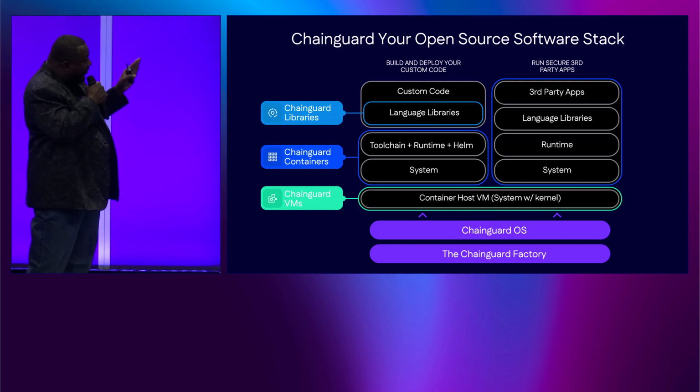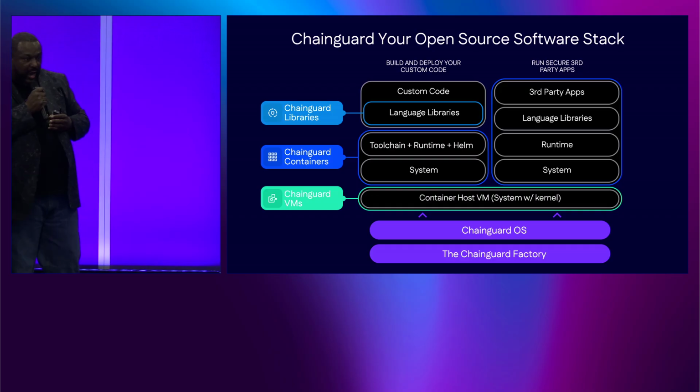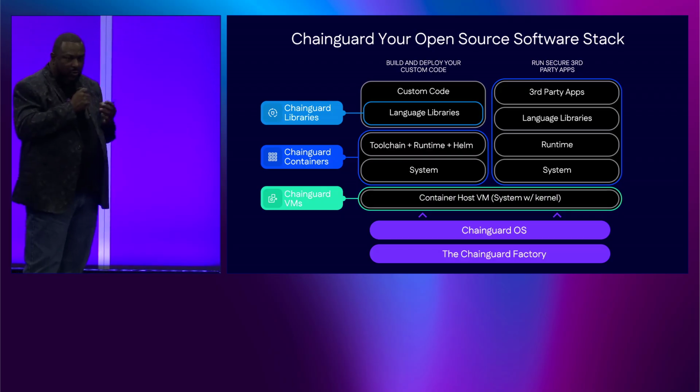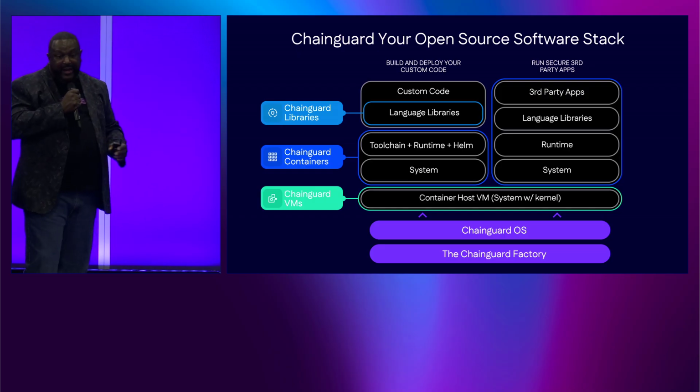And the goal of Libraries is to try to secure every open source library that we can. Up on the roadmap will more than likely be Go and Rust, followed by a few others over the next couple of quarters. And again, the idea is to secure the entire stack.